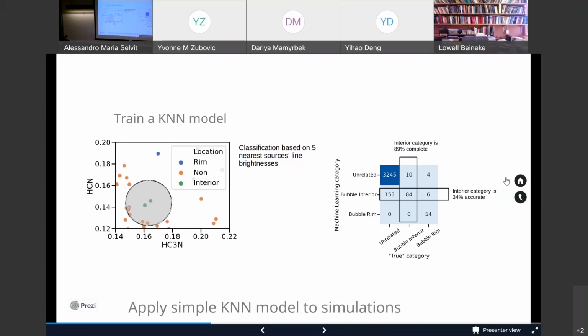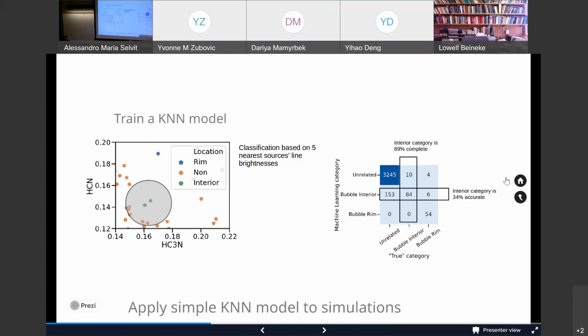Okay, so as a sanity check, we can turn this model back on itself. That is, let's pick a source from the catalog and use the other sources in the catalog to see if, with this method, we can predict the rim, interior, or not associated label, and you get a confusion matrix that looks like this. The true observed properties are along the horizontal axis, and our model's predictions are along the vertical axis. If a source really is associated with the interior, and our model successfully predicts it as interior, that gets put into the 84 number right here.